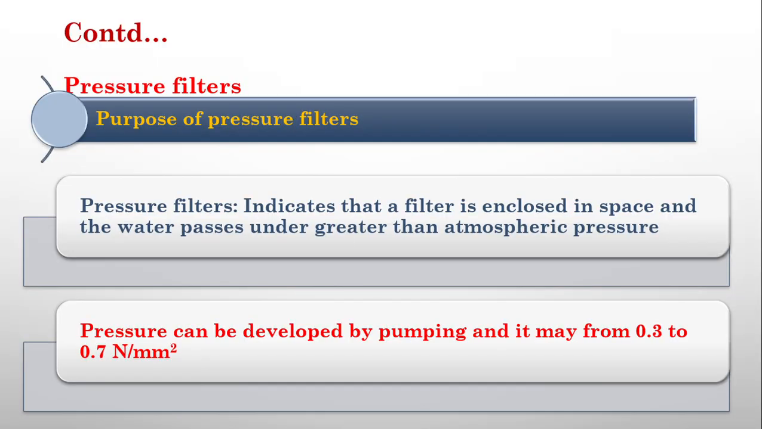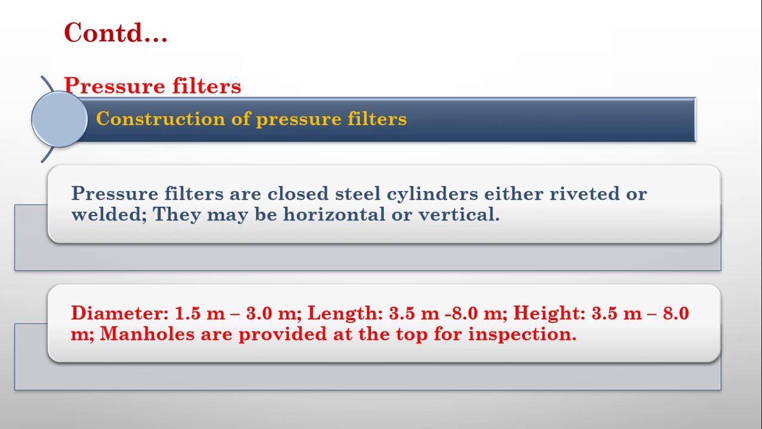Now we'll move on to the next type of filter, that is the pressure filter. Pressure filter means we are giving some pressure. Pressure filters indicate that the filter is enclosed in a space and the water passes under greater than atmospheric pressure. Pressure can be developed by pumping, and it may be from 0.3 to 0.7 Newton per millimeter square. The pressure filters are closed steel cylinders, either riveted or welded.